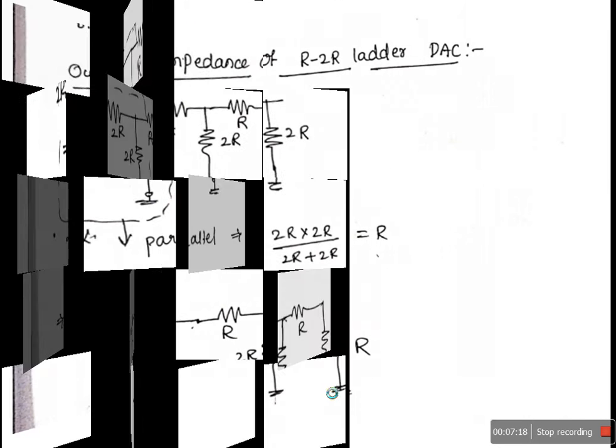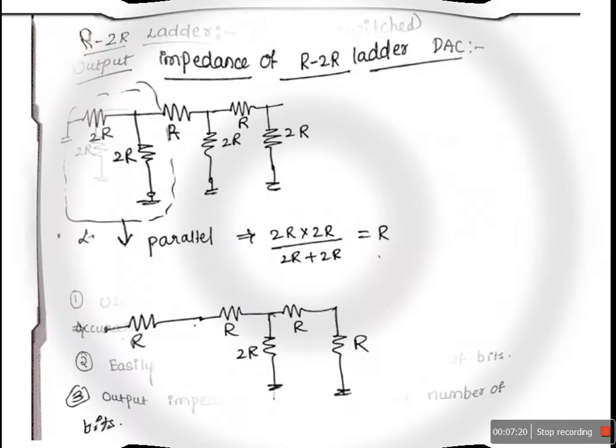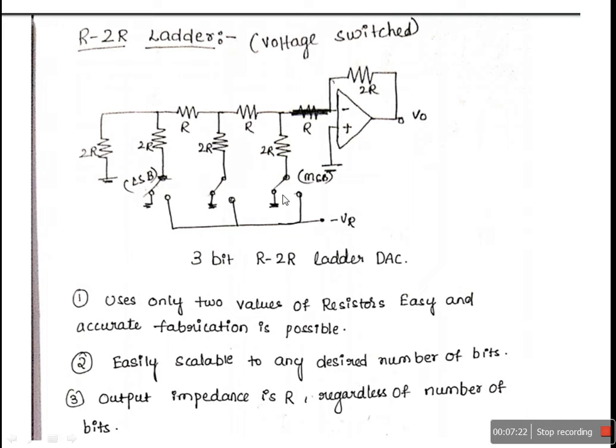So in order to calculate the impedance, first of all I am taking only the ladder circuit. These two resistors are connected in parallel. The equivalent resistance is R, and this is R. This R is connected in series with this resistance. R plus R equal to 2R, and this 2R is in parallel with this 2R. So the equivalent resistance is nothing but R. Again I am connecting the resistor R here, and that R is in series with this R, so R plus R is nothing but 2R, and the two 2R are in parallel. The equivalent impedance is R.